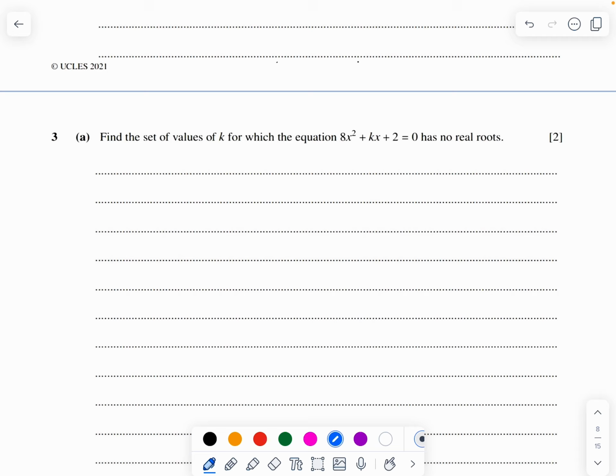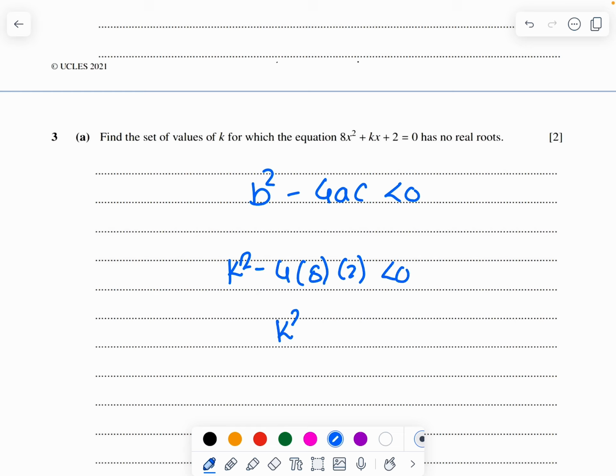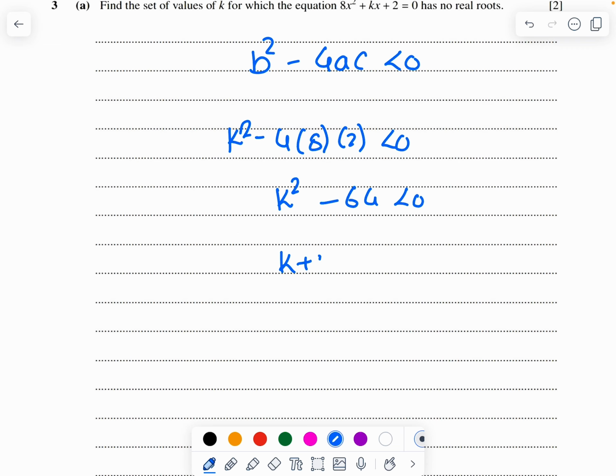Now find the set of values for which it has no real roots. No real roots means b square minus 4ac is less than 0. So k square minus 4 times 8 times 2 is less than 0. K square minus 64 is less than 0. (K plus 8) times (k minus 8) is less than 0. Whenever it is less than, smaller root on the left hand side, bigger root on the right hand side. That's going to be the answer.